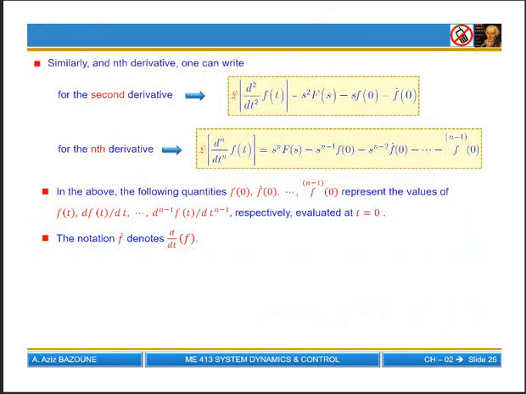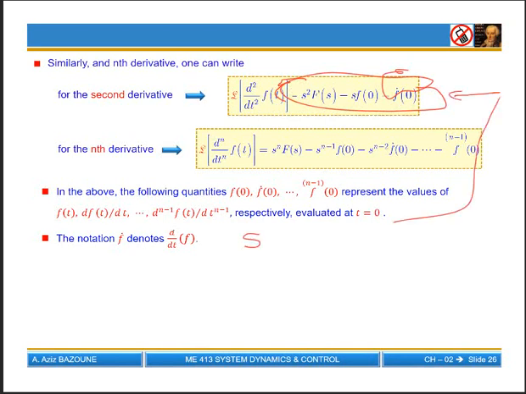Similarly, the second derivative will be like this. It will be s squared F of s, and now we have minus s f of 0 minus f prime of 0. So this is the Laplace transform for the second derivative.